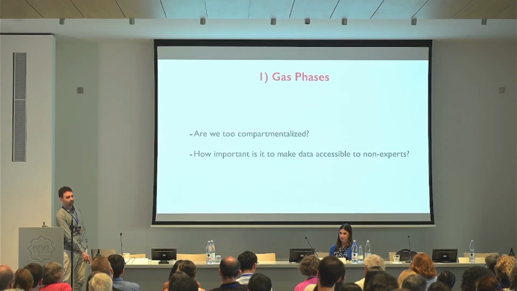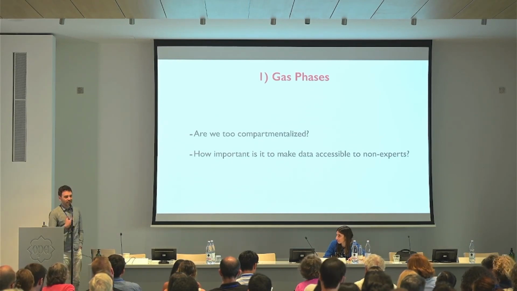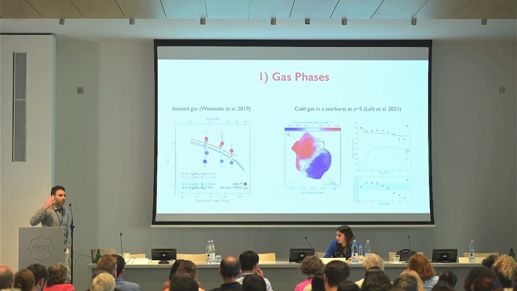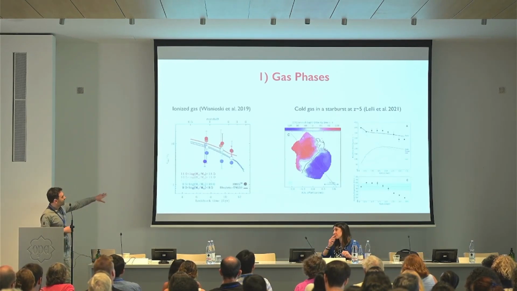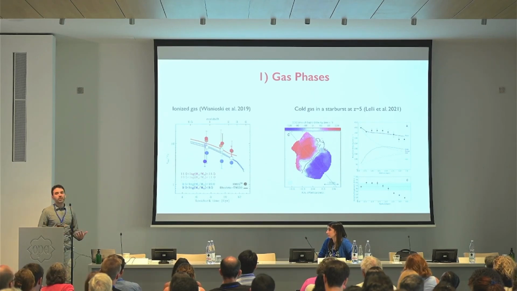So let's talk about gas phase for another few minutes. Here are just two examples of why it's really important to look at more than one gas phase, trying to bring the debate up to high redshift. For ionized gas, for a long time we've studied rotation curves at high redshifts, redshift 2 and 3, cosmic noon, with oxygen 3 and H alpha emission lines, tracing warm ionized gas.